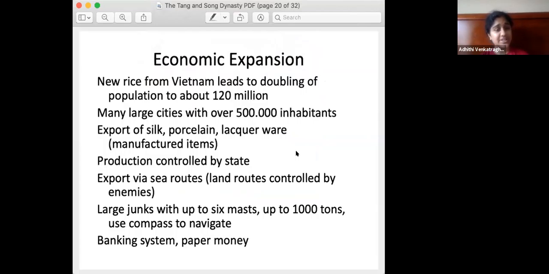and many large cities had over 500,000 inhabitants. The export of silk, porcelain, and lacquerware were very important. They were manufactured items, and production was controlled by the state. It meant exporting via sea routes, since land routes were controlled by enemies and were therefore not possible to use. Large junks with up to 6 masts, up to 1,000 tons, using a compass to navigate, and a banking system with paper money.